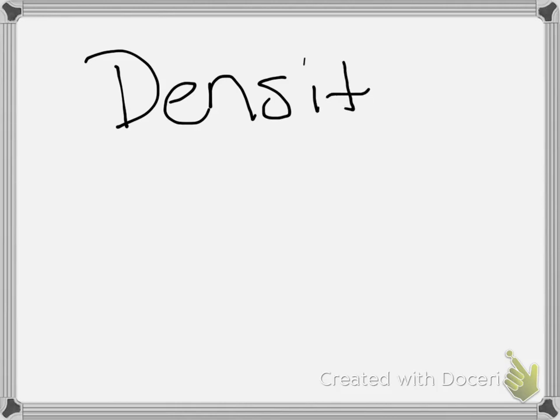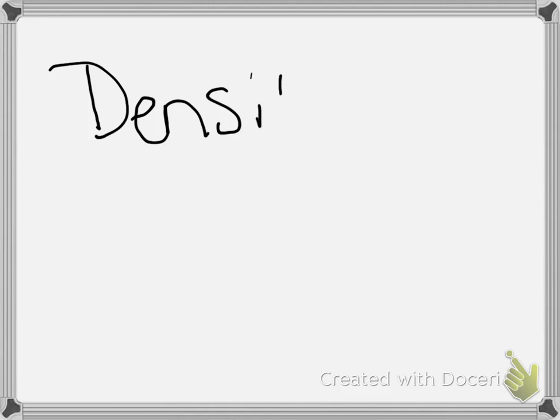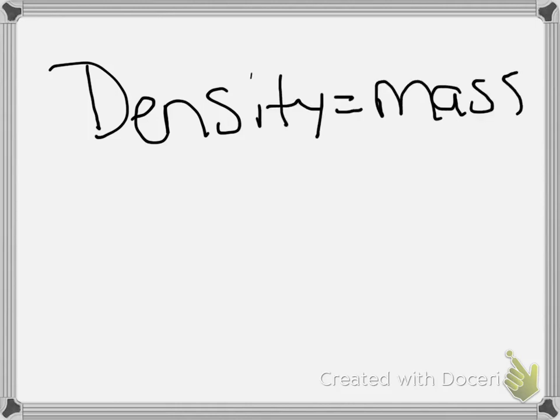Today's lesson is on something called density. And the density for every object or every substance is always the same. And density is represented by the letter D. Density equals the mass divided by the volume.